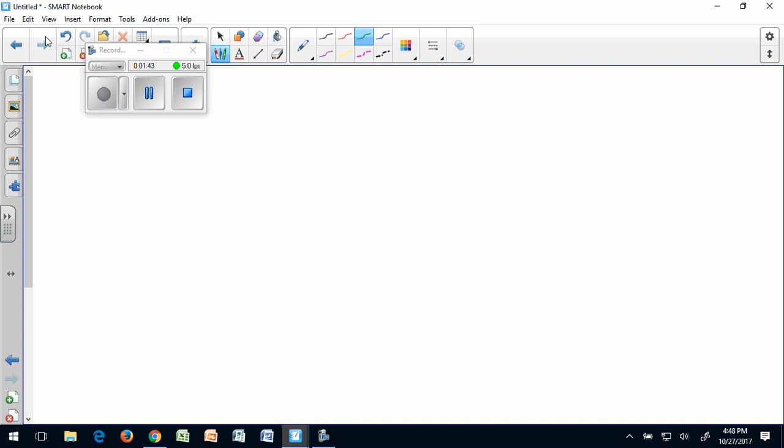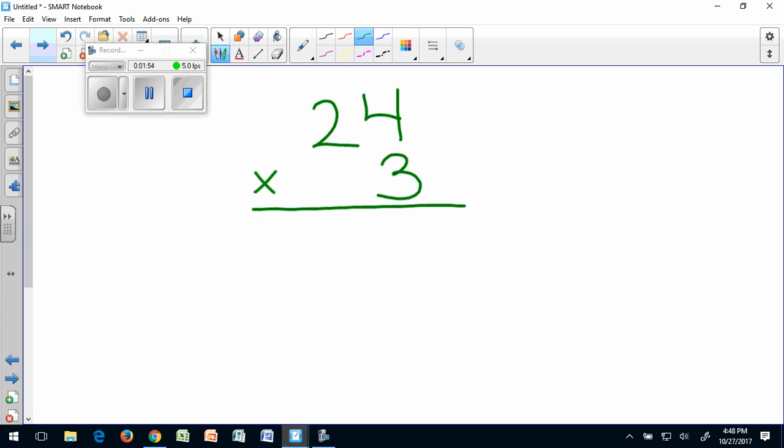Our next problem will have regrouping. We're going to do the problem 24 times 3. This is where it gets a little trickier. So I'm going to do the same thing as I did with my last problem. I'm going to multiply my ones times my ones. I'm just going to abbreviate it there.